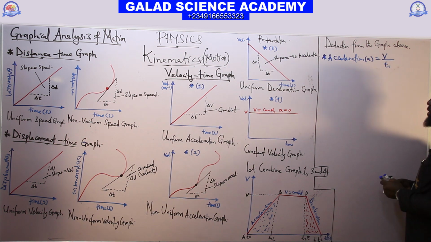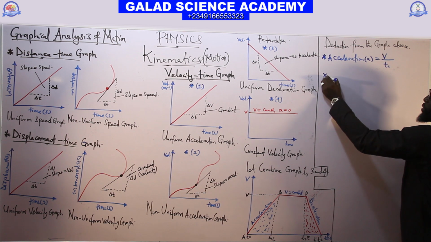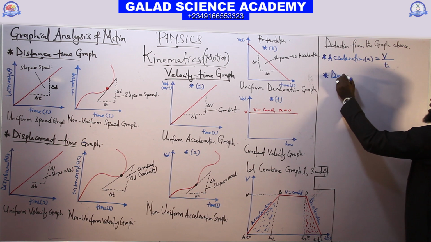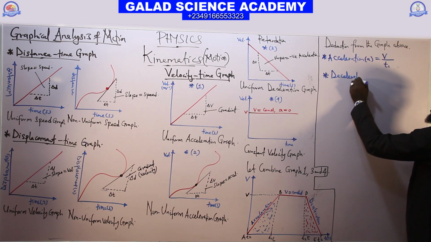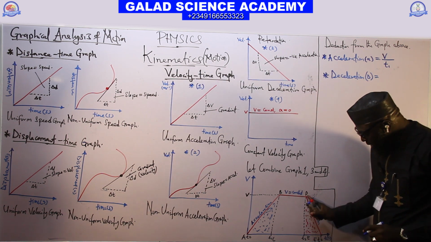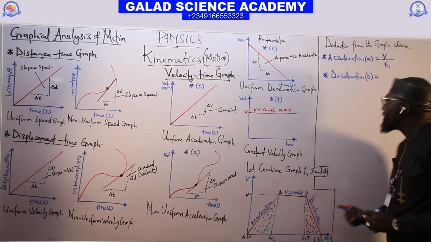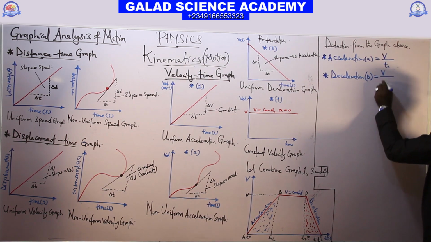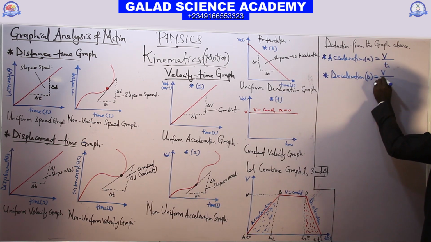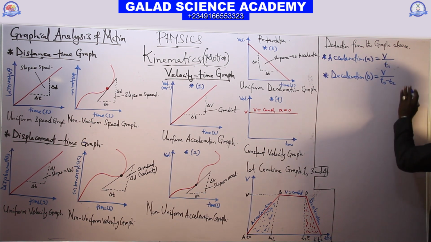The second thing that you can be asked to determine from the graph: how to find deceleration. Deceleration is when acceleration is negative. So it will be the value you have here, which is your V, over the final value you have here minus the initial value, which is T3 minus T2.